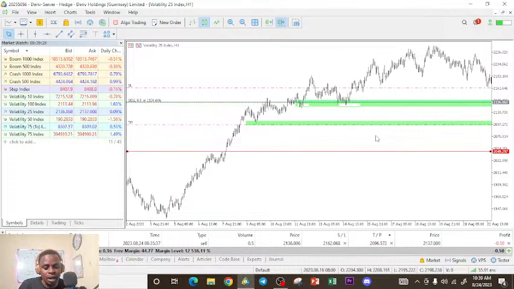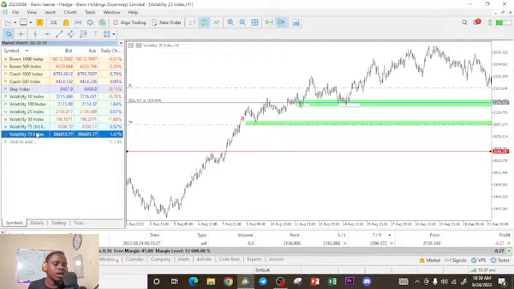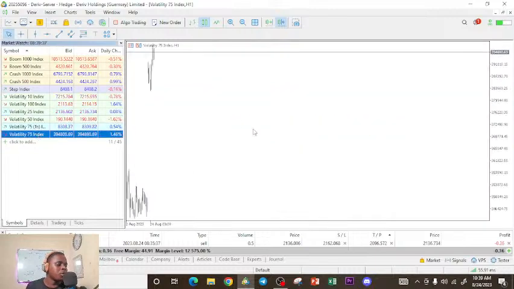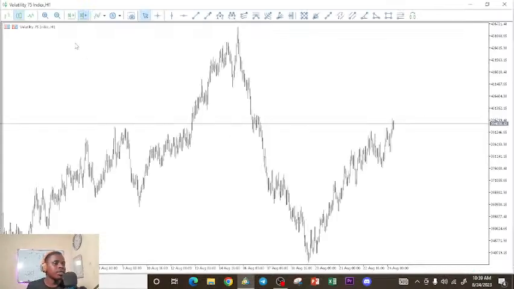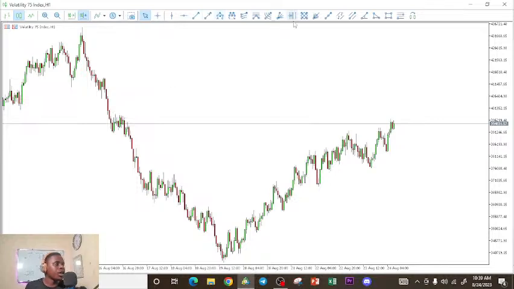So this is the volatility 25 index. The next one that I'm going to show you is volatility 75 index. This is what most people have been asking me for, right? VIX 75. So when looking at VIX 75, we can clearly see now that the market is pushing to the upside.